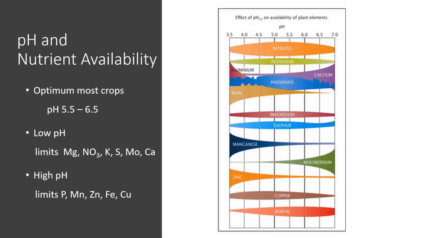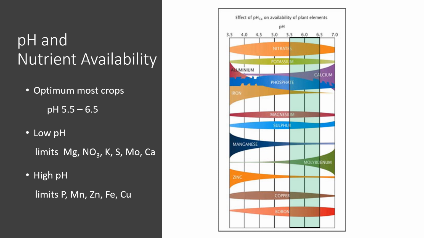If the soil is too acidic, so a very low pH, plant uptake of magnesium, nitrogen, potassium, sulfur, molybdenum, and calcium will be limited even if there are adequate levels in the soil. If the soil is too alkaline or basic, so very high pH, plant uptake of manganese, zinc, iron, and phosphorus will be limited despite adequate amounts being present in the soil.